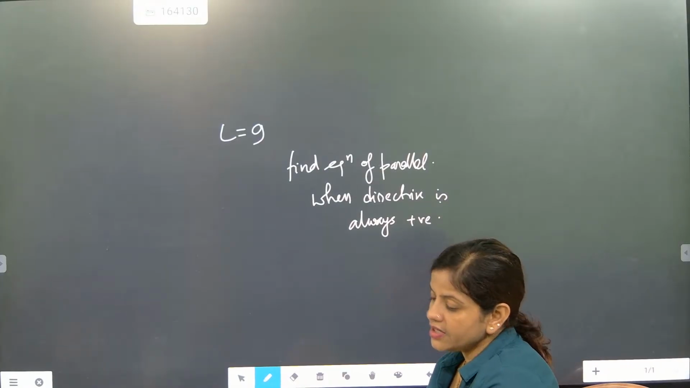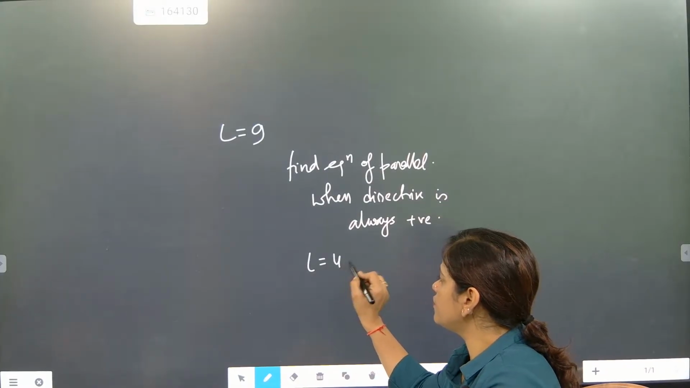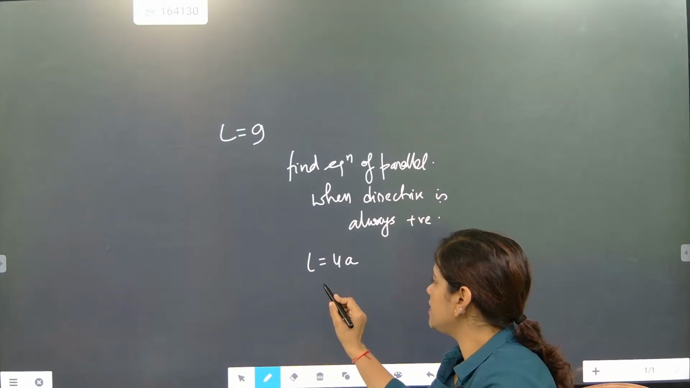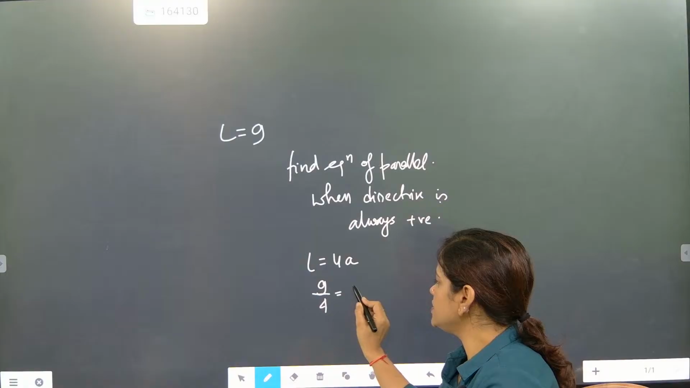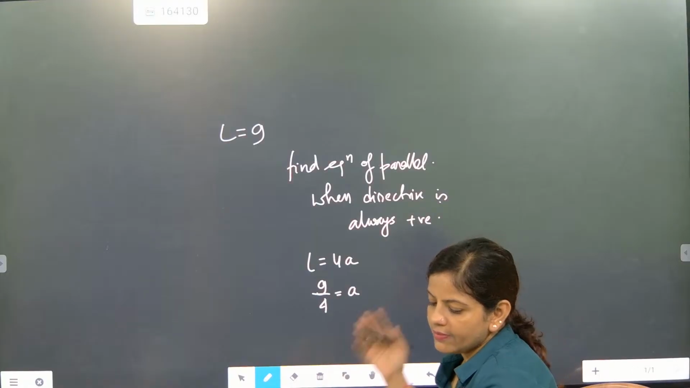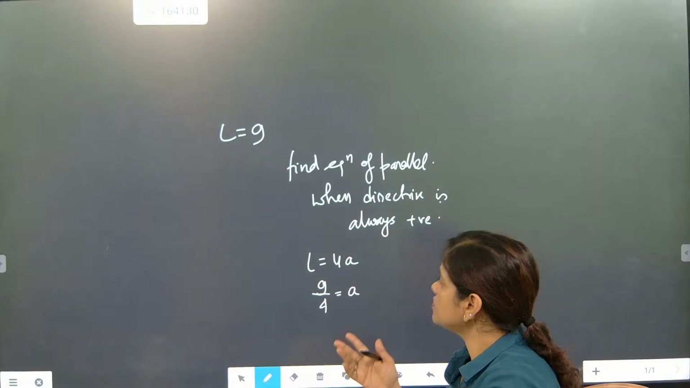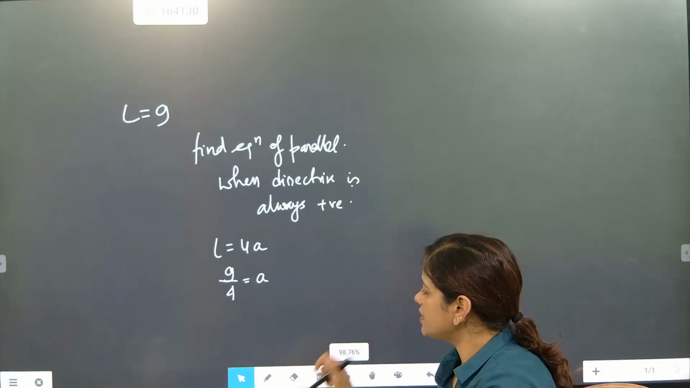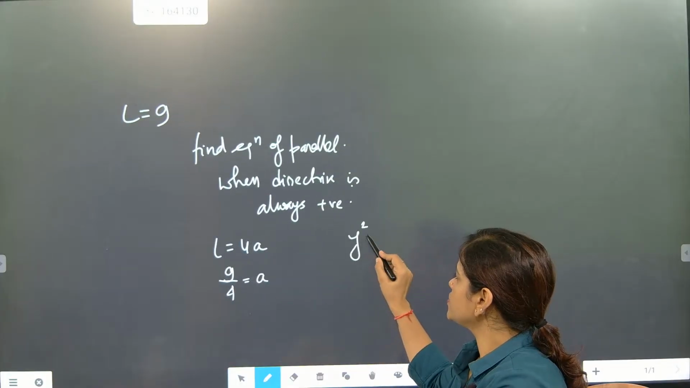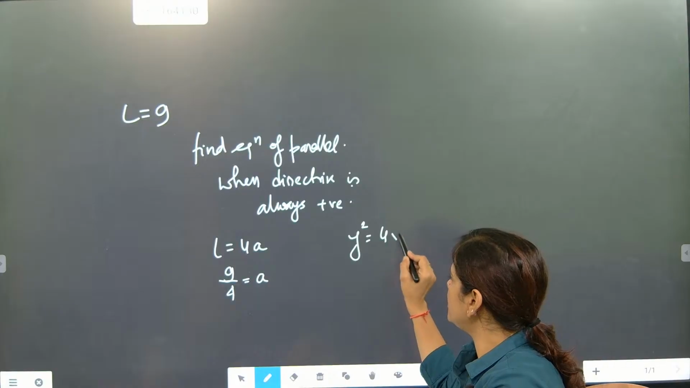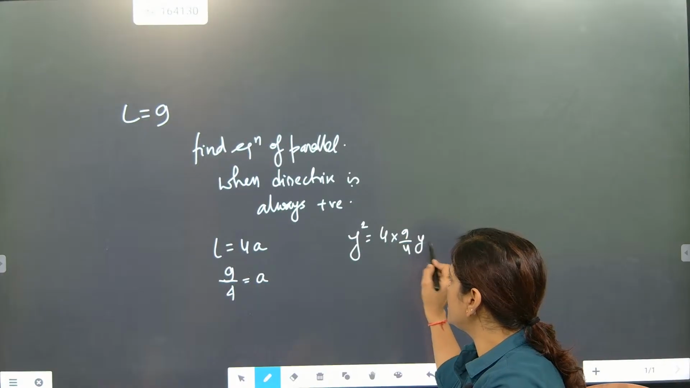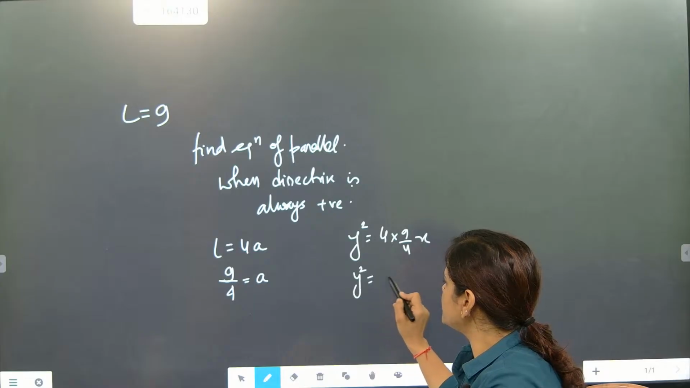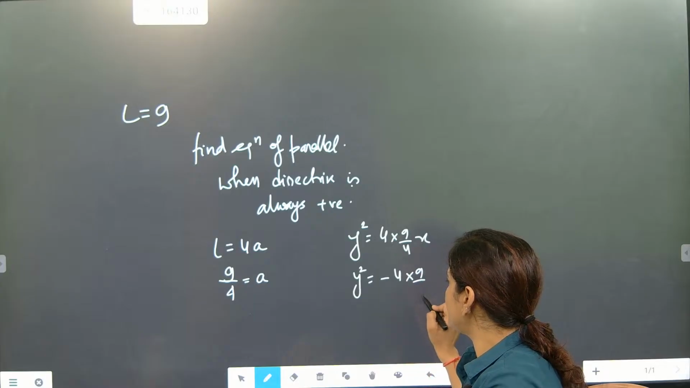Here one simple concept is there. Latus rectum will be equal to 4a. The latus rectum is given as 9, so 9 by 4 is equal to a. Now the equation of the parabola can be anything in this situation. It can be y square is equal to 4 into 9 by 4 x, or it can be y square is equal to minus 4 into 9 by 4 x.